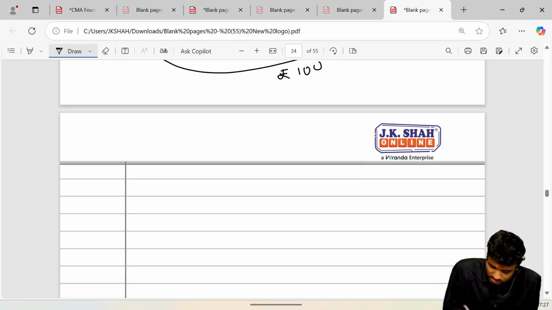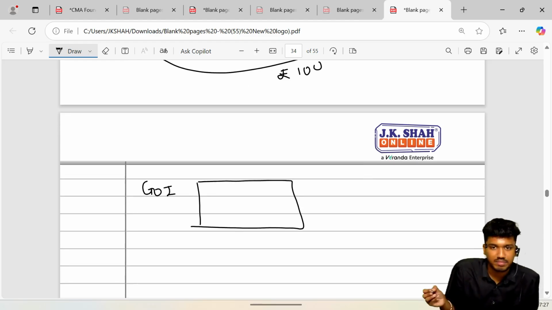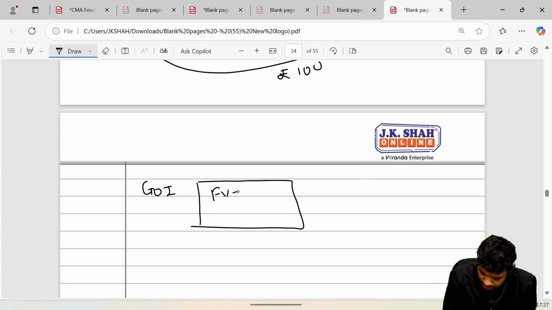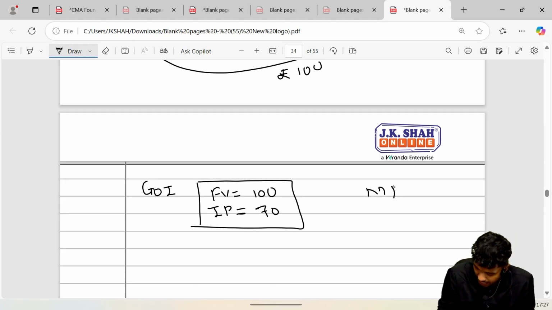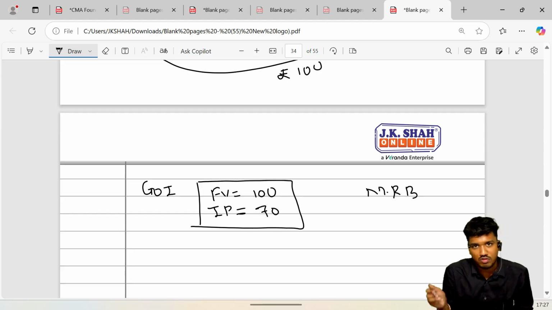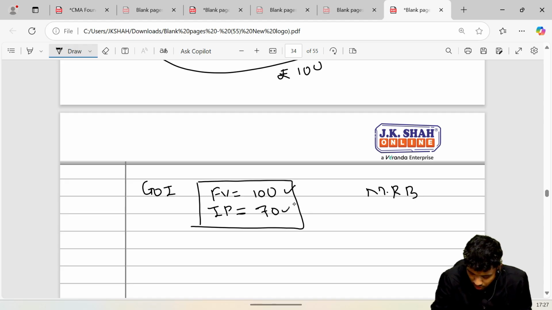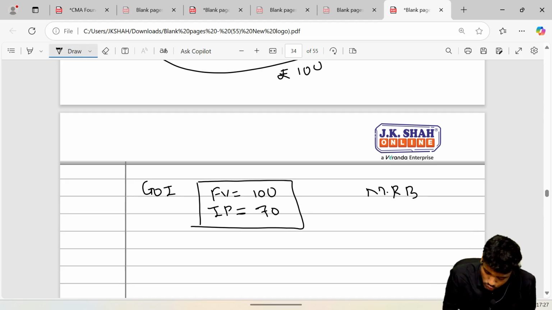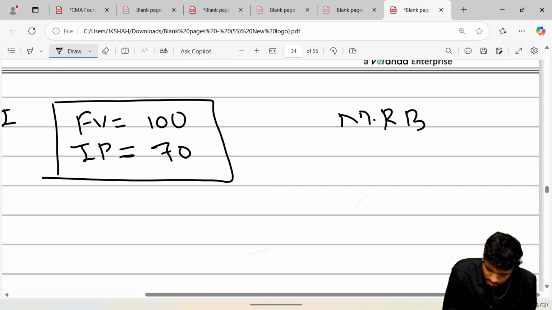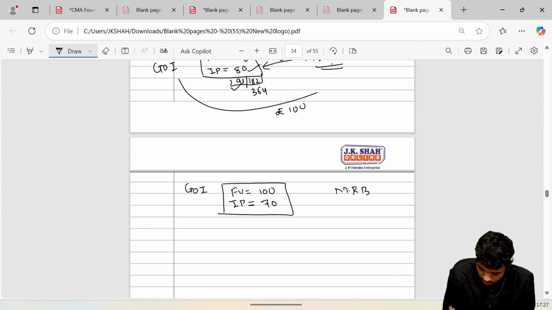Once again, see, Government of India issued the treasury bill. The face value of the treasury bill was 100 rupees and the issue price was 70 rupees. I wanted to invest. So what amount will I pay, face value or issue price? Definitely, I am going to pay the issue price. I will pay 70 to the government.